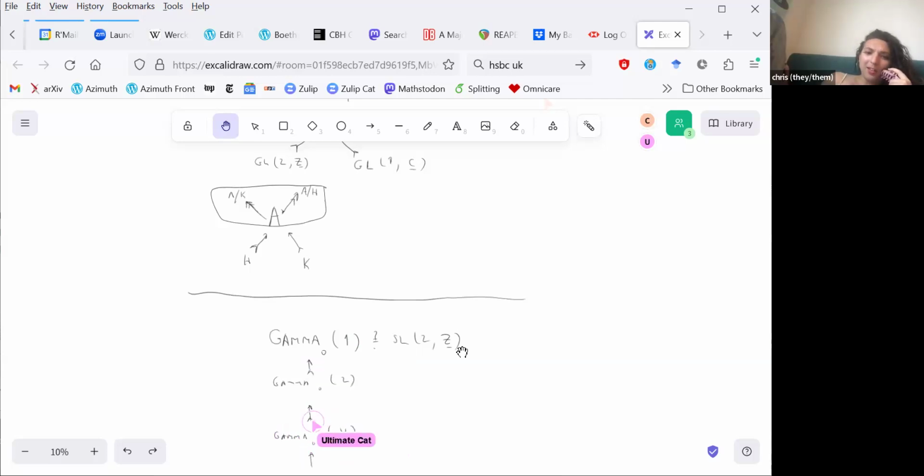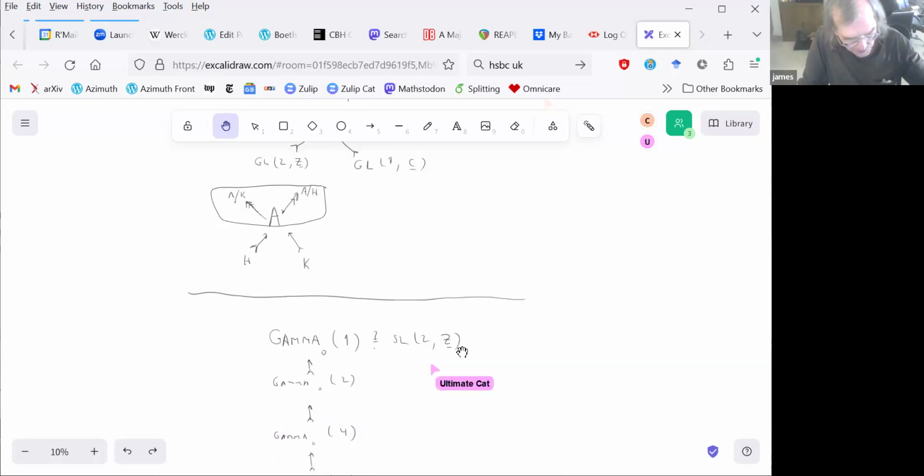Have you told us what gamma 0 of n is supposed to be yet? I could tell you, but no. That would make it too easy. Okay. So what it is, gamma 0 of n, it's the subgroup consisting of the.